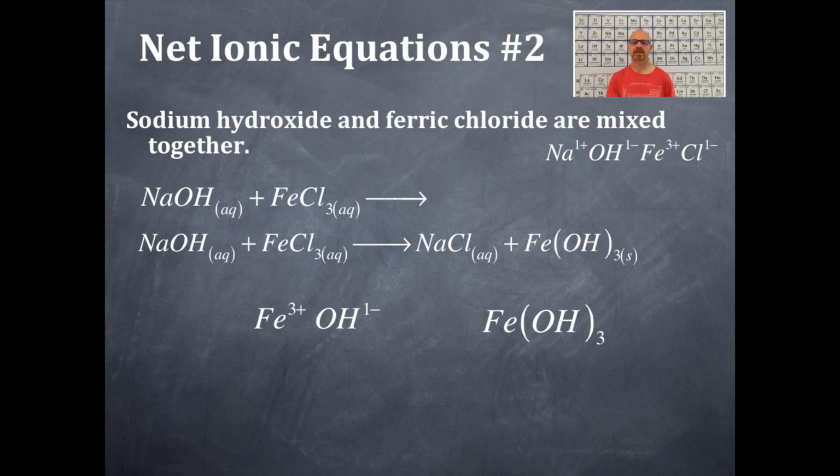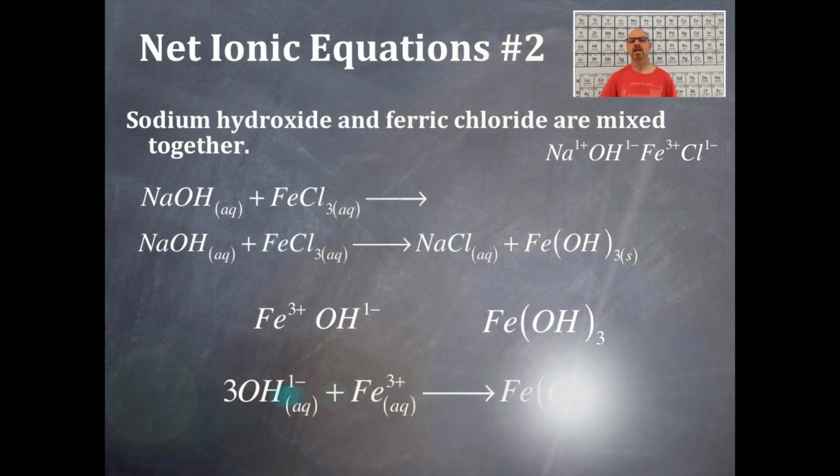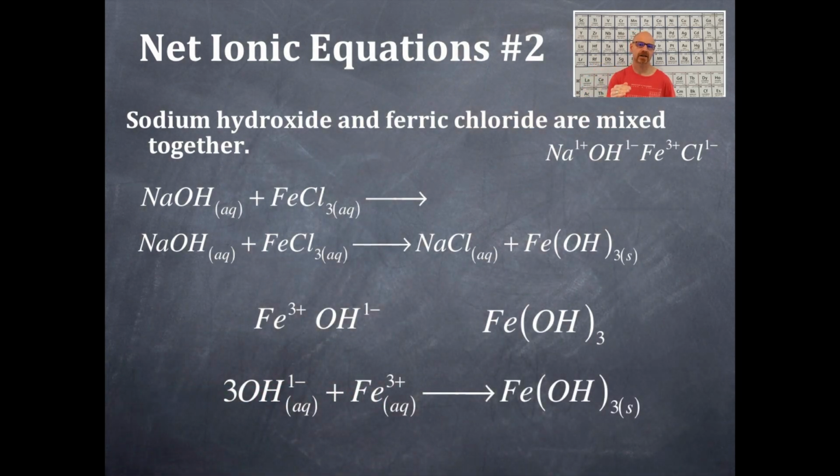Now I need to balance this. How many irons do I have on the product side with the Fe(OH)3? I got 1. So there's a 1 in front of the ferric on the reactant side. And then Fe(OH)3 parentheses, that product, how many hydroxides do I have? I have 3. So I'm going to put a 3 stoichiometric coefficient in front of the hydroxide. And bam! That is my answer for the net ionic equation.